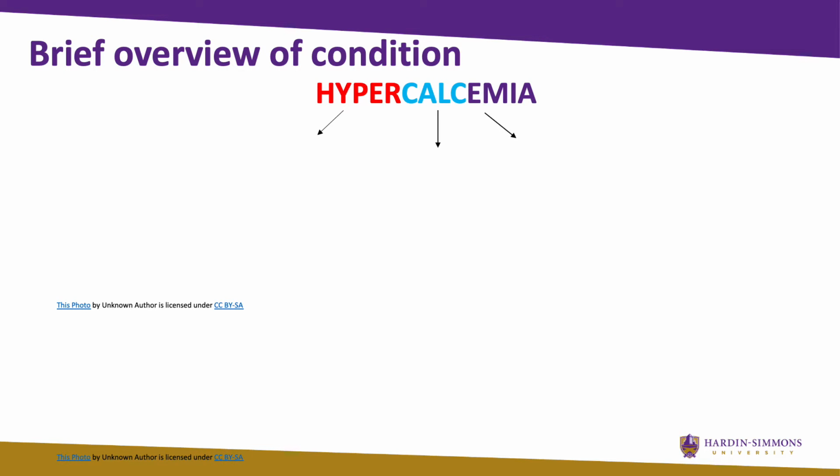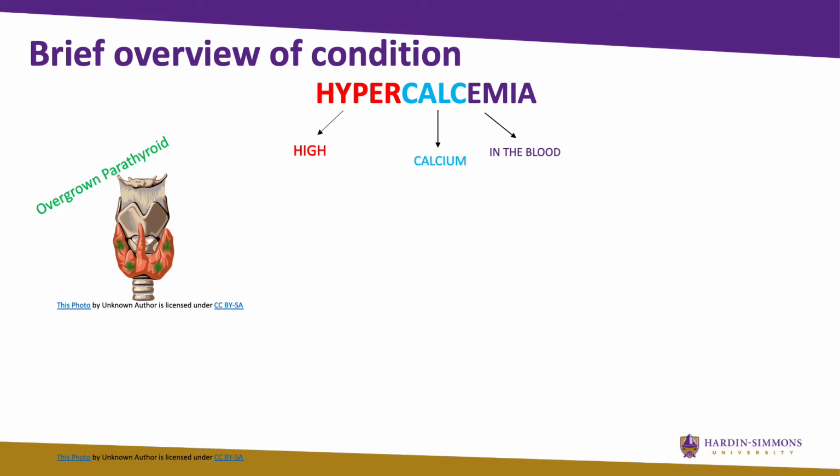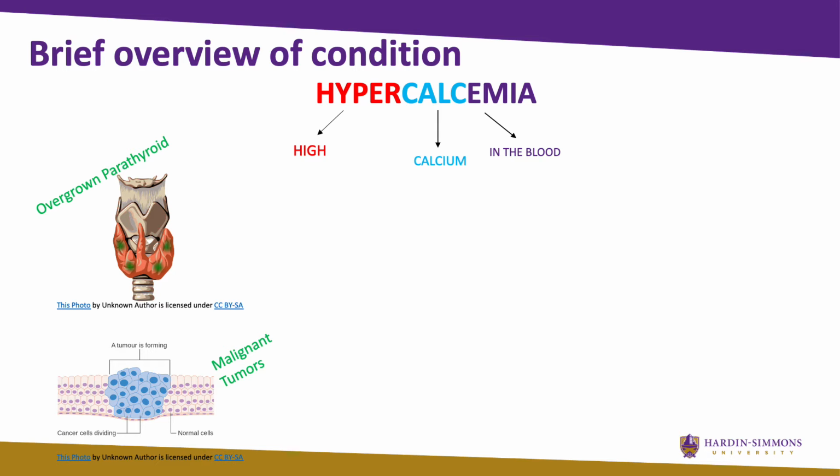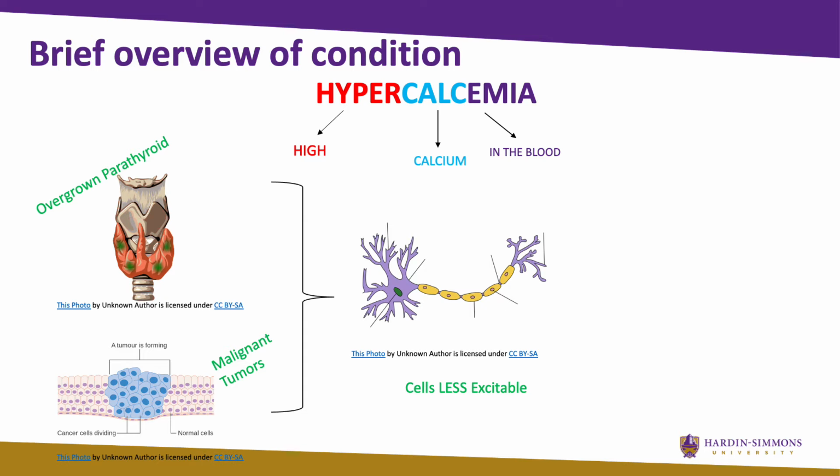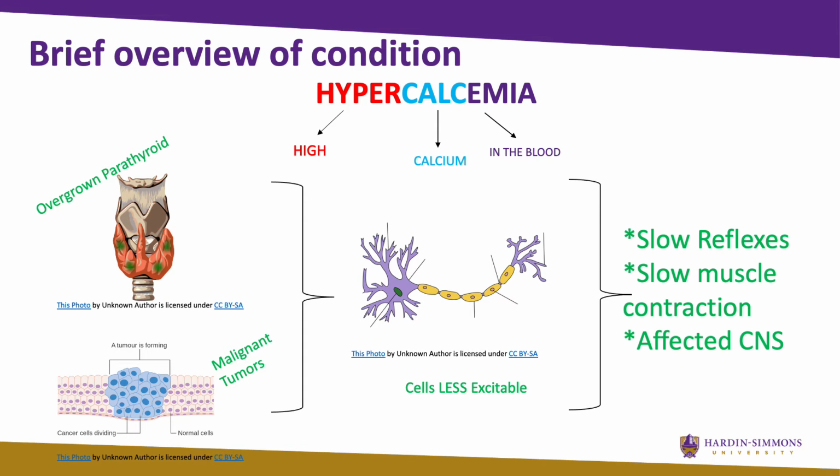A brief overview. Let's start by breaking down hypercalcemia. Hyper means high, calc means calcium, and emia means in the blood. Most commonly, this results from an overgrown parathyroid, which is our green spots here on our thyroid, or from malignancies like malignant tumors. High calcium leads to neurons being less excitable, and this can lead to slow reflexes, slow muscle contractions, or an affected central nervous system.